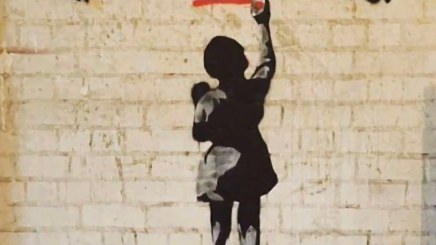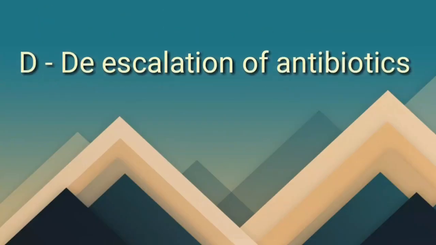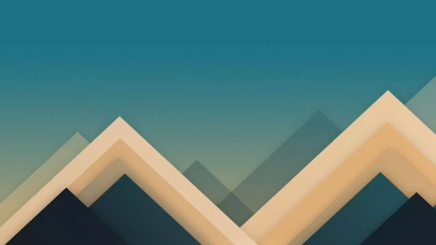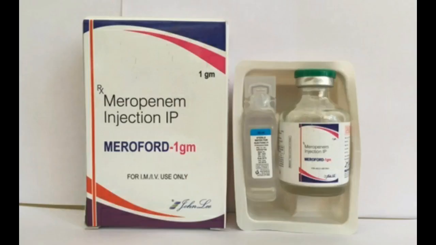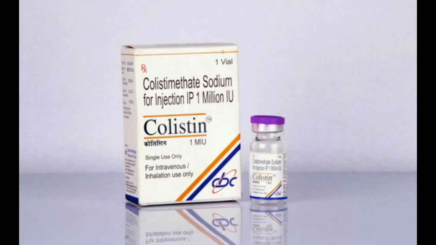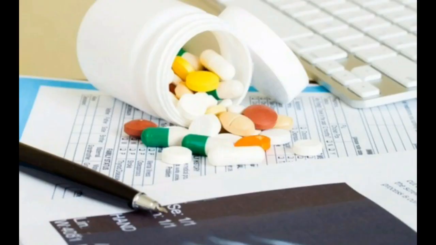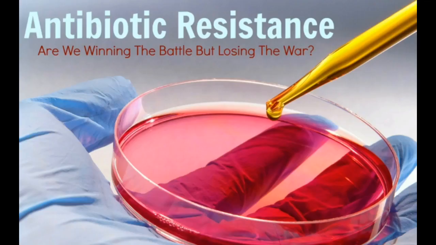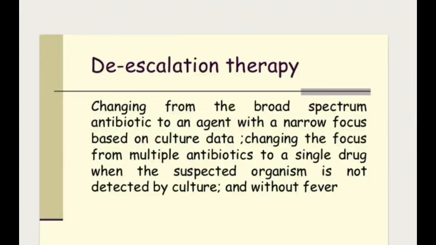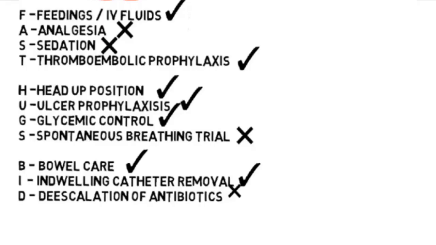And the last alphabet is D. D is for de-escalation of antibiotics. Watch out for de-escalation of antibiotics, which is the discontinuation of antibiotics or changing to a narrower spectrum antibiotic. This is of utmost importance as antibiotic use would promote development of resistance. De-escalation is effective and is apt in an ICU setting when changed according to culture results.